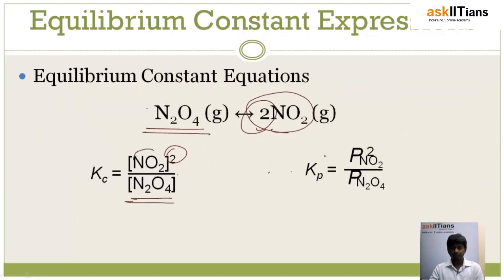So partial pressure, Kp: partial pressure of NO2, partial pressure of N2O4, and the stoichiometric coefficient of 2 is here, and since its power was 1, no need to write it down.